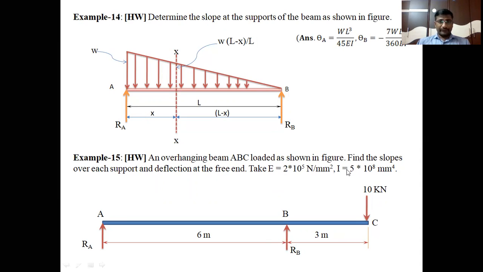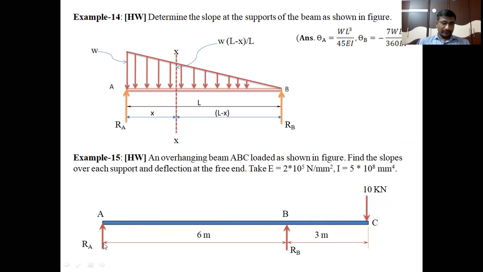After conversion of E and I, find the RA, RB values, and then take the x section between A and B at a distance of x from the left support, and find the bending moment equation, substituting in the curvature equation. After getting the curvature equation, integrate 2 times. Then after integrating 2 times, we will get the slope and deflection equations, including C1, C2 values. So by substituting the boundary conditions, what are the boundary conditions for this overhanging beam?